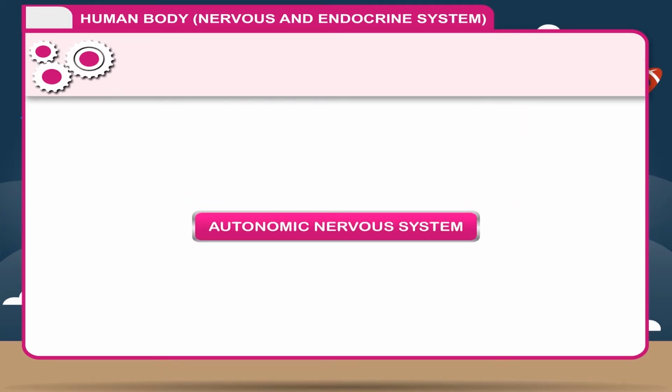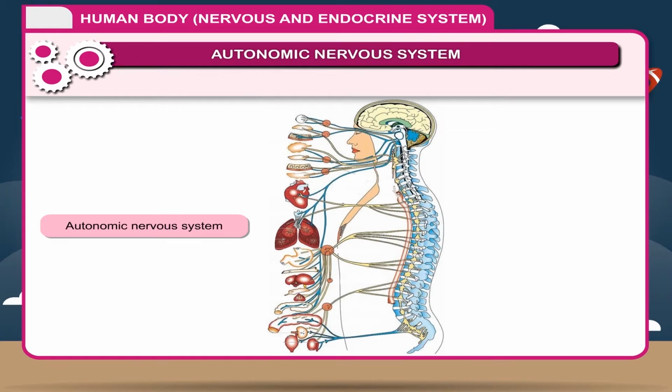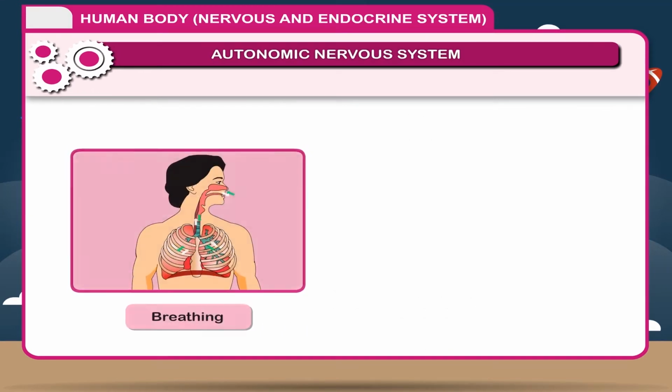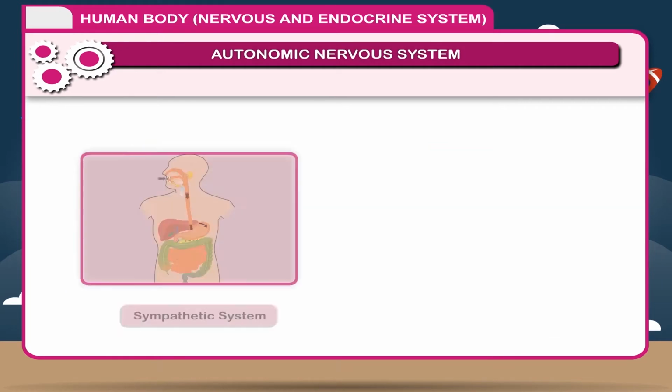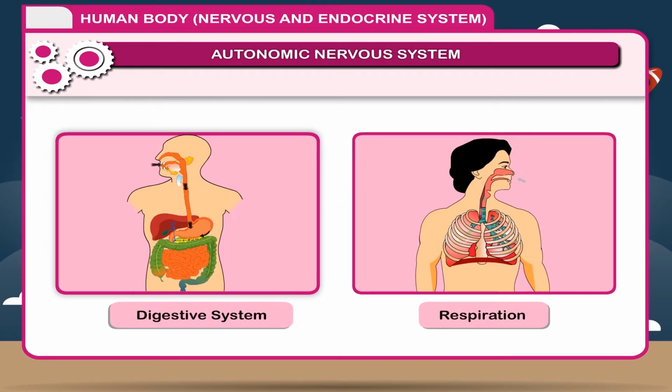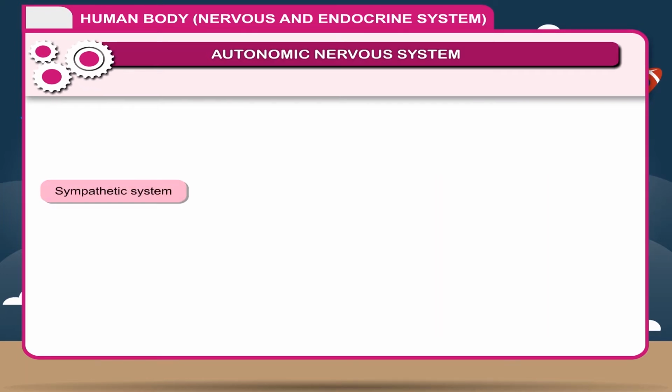Autonomic nervous system. It controls the functions of the organs of the body, which automatically works without person's conscious control. For example, breathing, circulatory system, digestive system, and respiration, etc. To carry out these, there are two systems, the sympathetic system and the parasympathetic system.